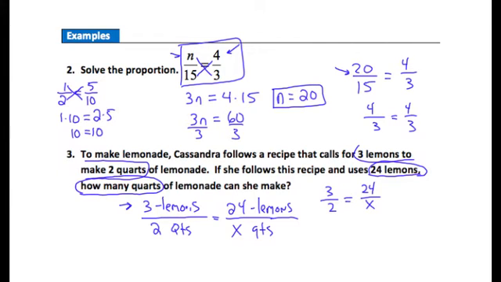Okay, to solve this, I would use the cross products. 3 times x is 3x, and then 2 times 24 is 48. Divide both sides by 3. And we solve for x, and we see 3 goes into 48 16 times.